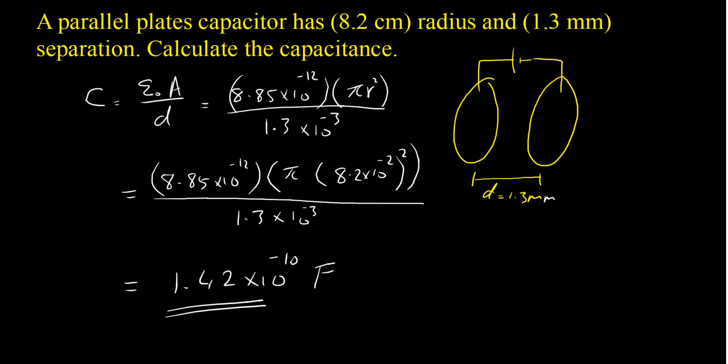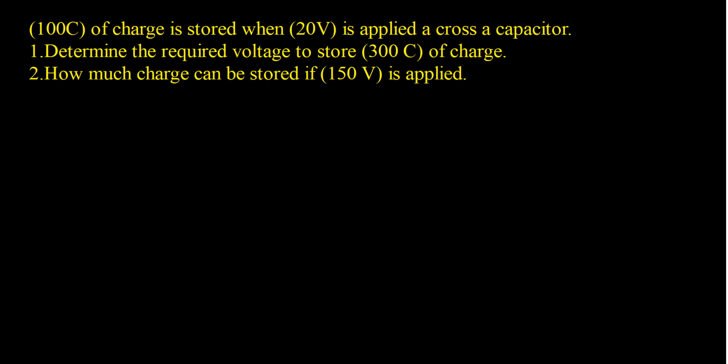Now, the second example: 100 coulomb of charge is stored when 20 volt is applied across a capacitor, right? Now, first of all, determine the required voltage to store 300 coulomb of charge. And the second one, how much charge can be stored if 150 volt is applied.